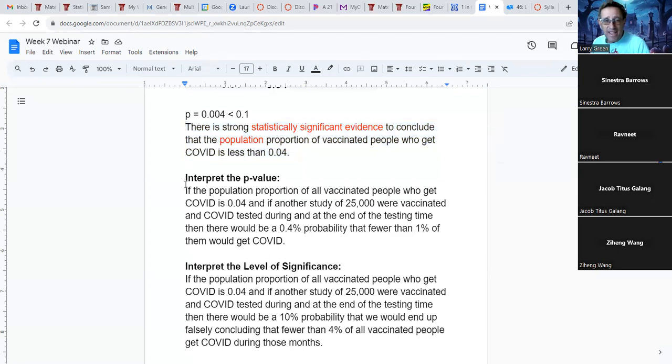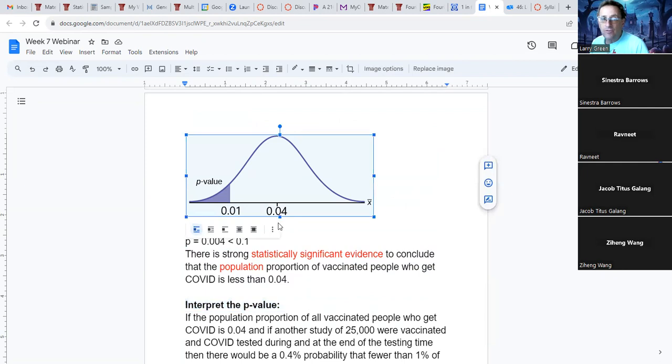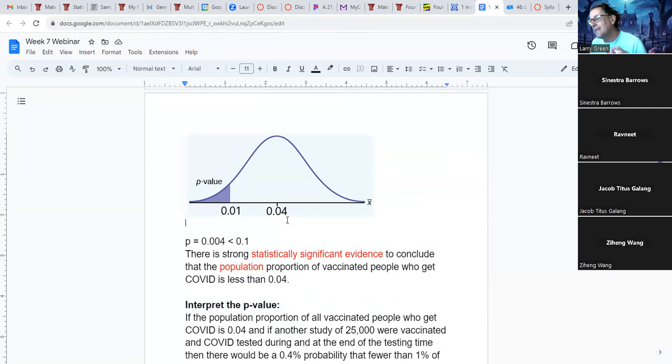Okay. So then you might be asked to interpret the p-value. So remember, the p-value is this area here, which is the probability of being less than this number, this 0.01 that they got, given this 0.04 is true. So given the null hypothesis is true, it's the probability of getting something at least as extreme as what you got in the study to show the alternative hypothesis. That's what the p-value is.